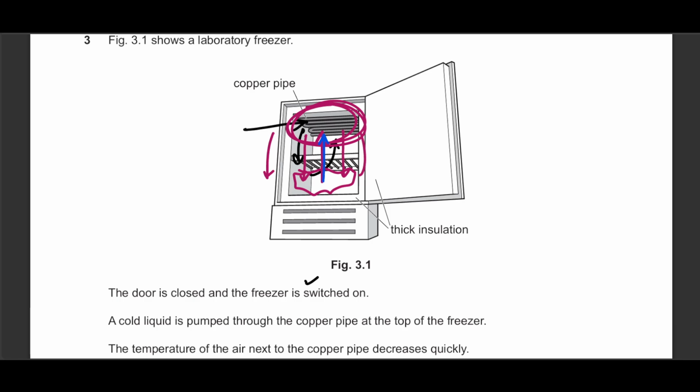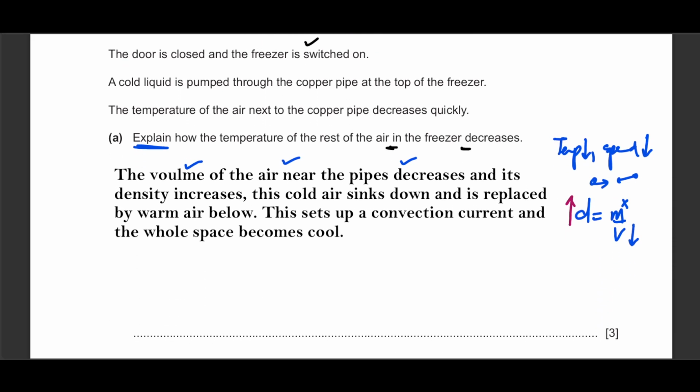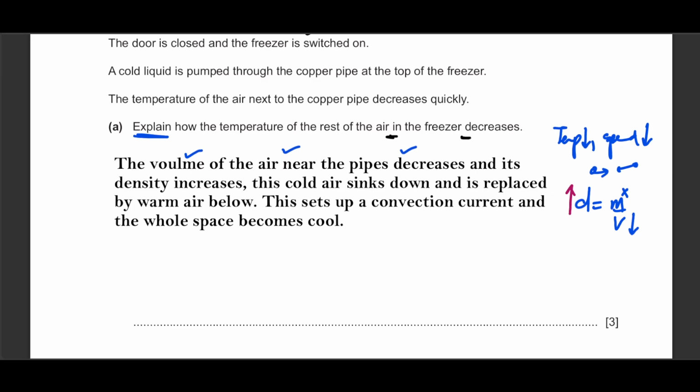The hot air rises, cool air comes down. The hot air that rose now encounters the cooling pipes, becomes cold itself, cools down, comes down, and then the cycle repeats itself over and over again until there's thermal equilibrium. So the density increases. This is what we write down for the examiner.